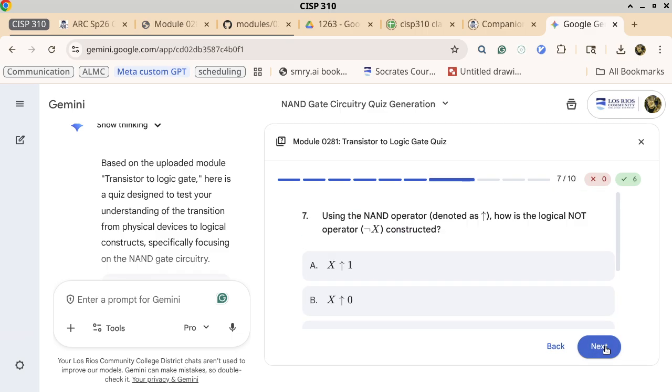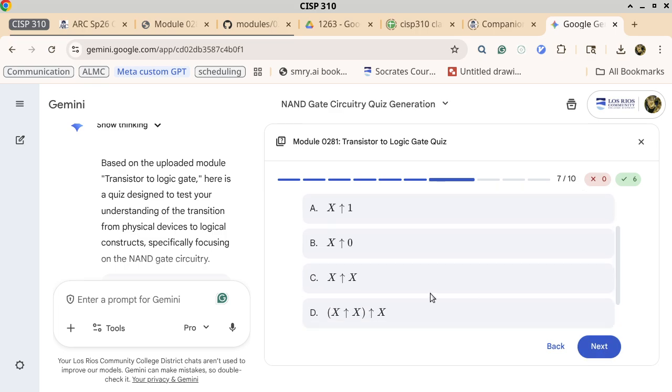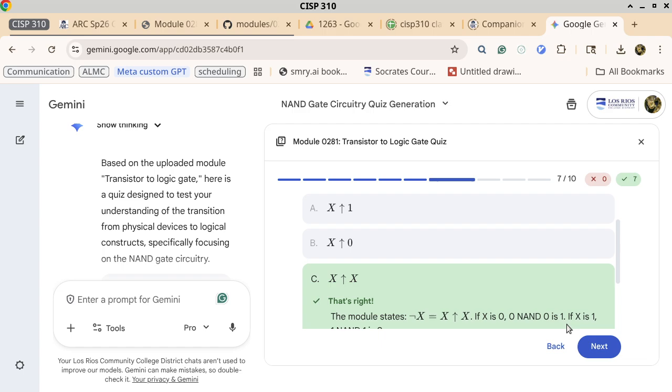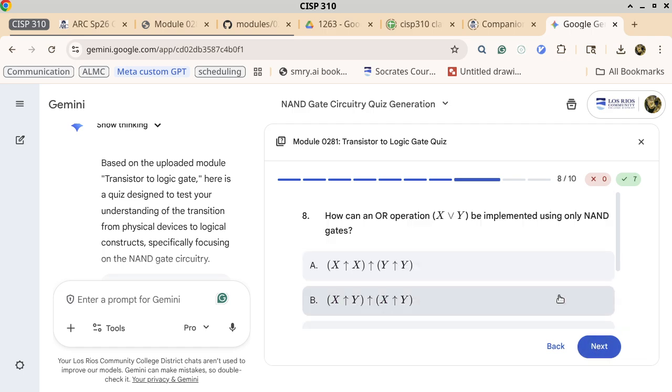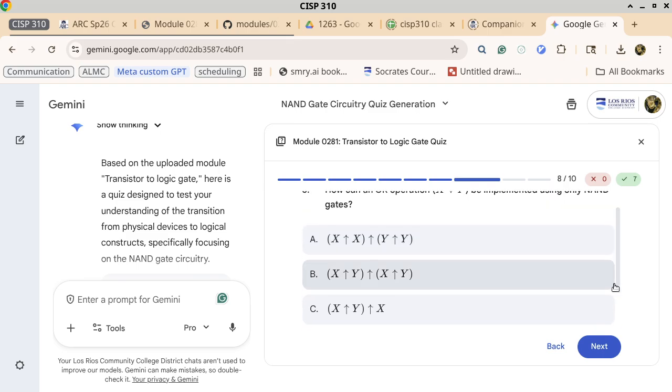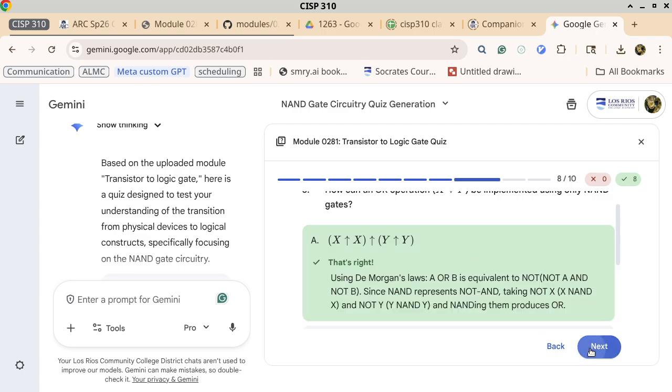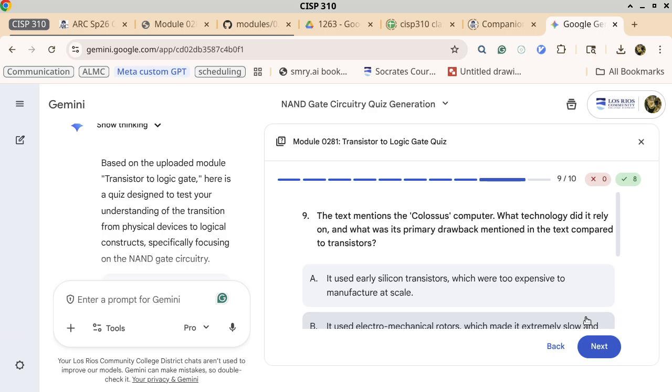Okay, using the NAND operator denoted as the up arrow, what is the logical NOT operator constructed? Well, if you have reasonably good memory, you just still remember all that stuff, you just click on this one. It's done. And next, how can an OR operation be implemented using NAND gate only? Aha, I still remember it's this one. So we can kind of see how this can be helpful.